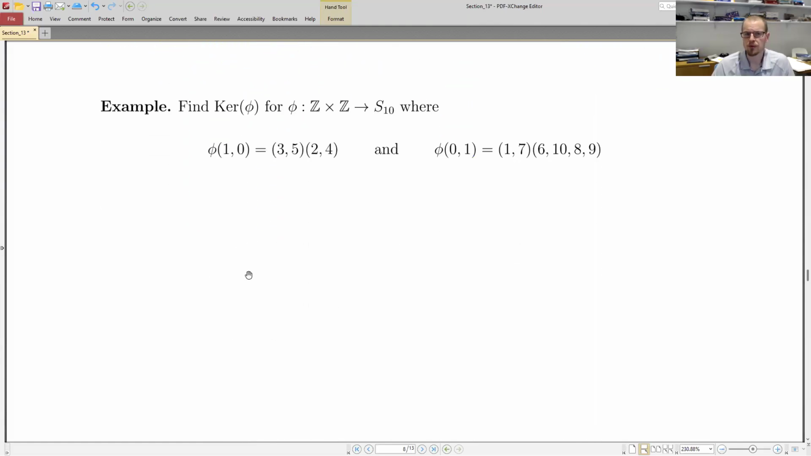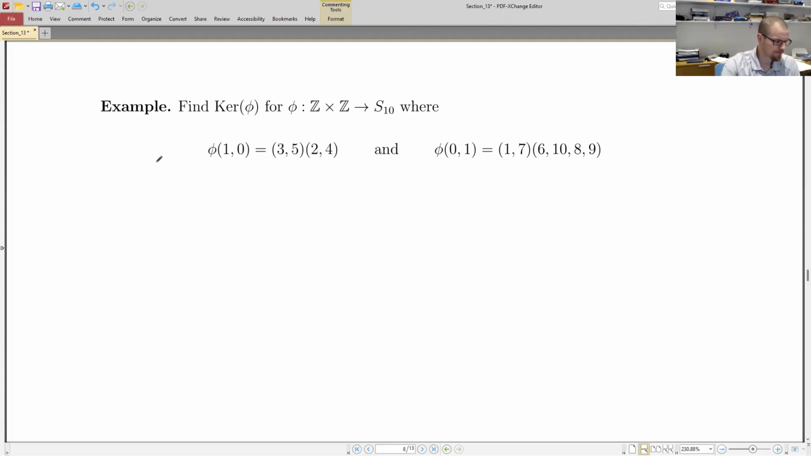We're going to use the same approach to find the kernel of this mapping as well. The mapping from Z cross Z, the direct product of Z with itself, into S10, not Z10 but S10, where phi of (1,0) is (3 5 2 4), and phi of (0,1) is (1 7 6 10 8 9).